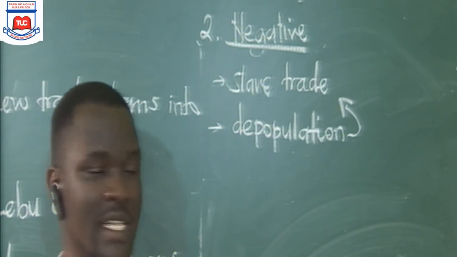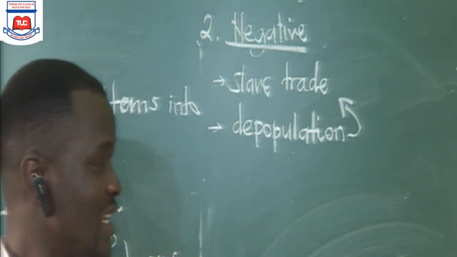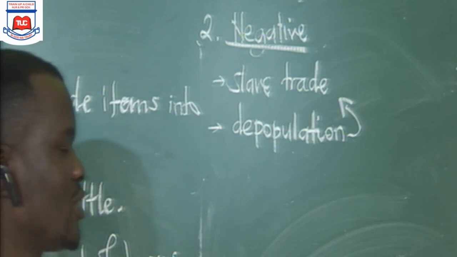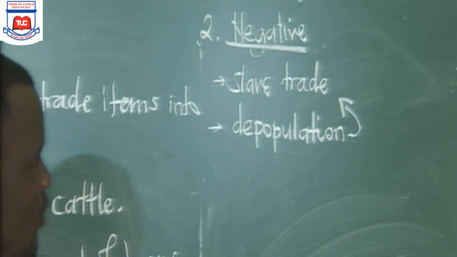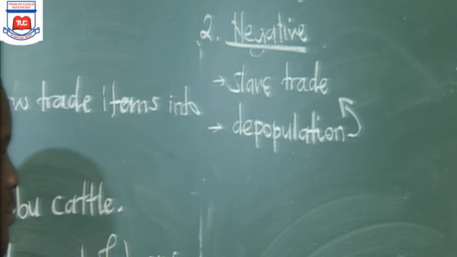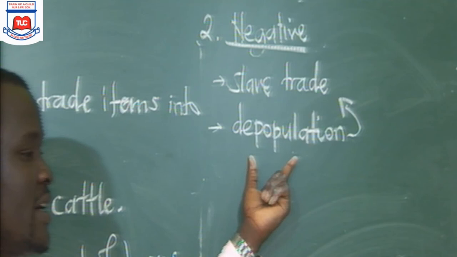as the Arabs were taking these people from Africa, of course, when they come and take you from your home, you are going to carry goods. Where you get tired on the way, that's where you can be left, and automatically you may end up dying there. So you find that very many people were removed or were taken out of the country, and that one reduced the number of people in Africa.